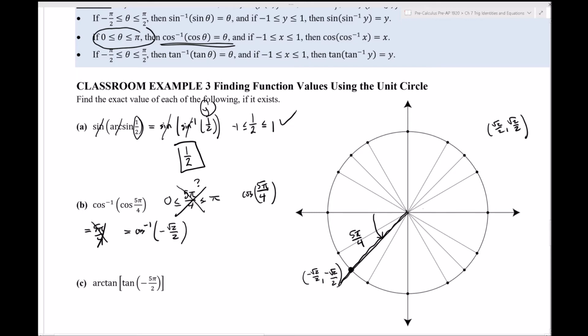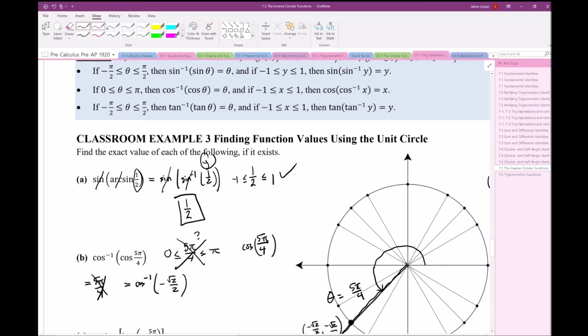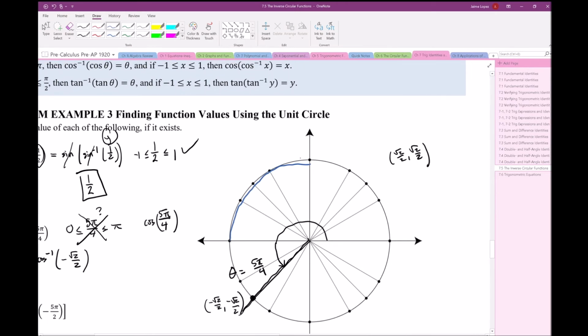So that was this angle from here to here. That's theta. Then we're trying to find the inverse cosine of negative square root of 2 over 2, which I can actually calculate because negative square root of 2 over 2 is between -1 and 1. There's a place on the upper half of the circle where cosine is negative square root of 2 over 2. It happens here as an x-coordinate, and as a y-coordinate, it's positive square root of 2 over 2.